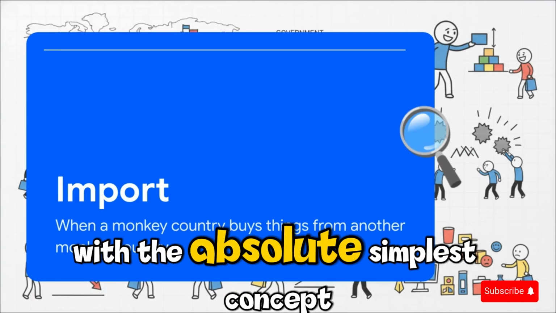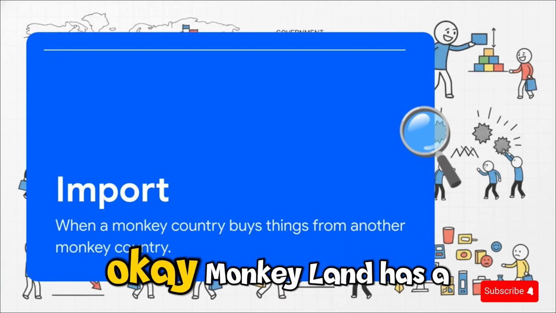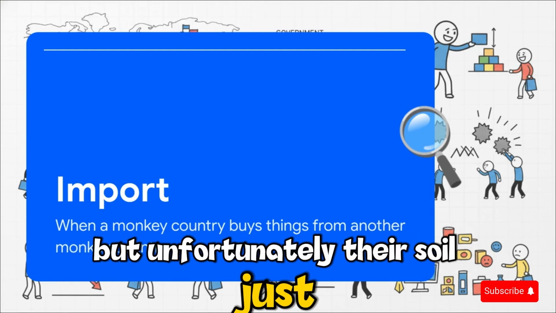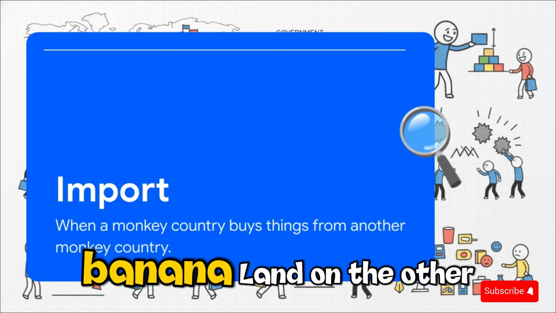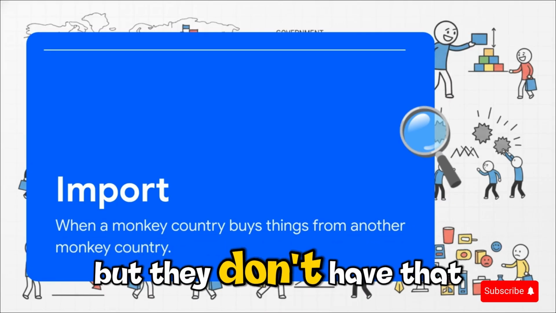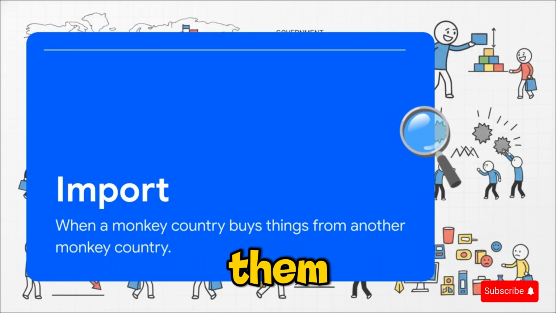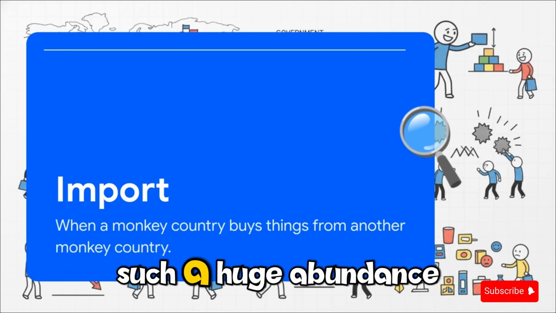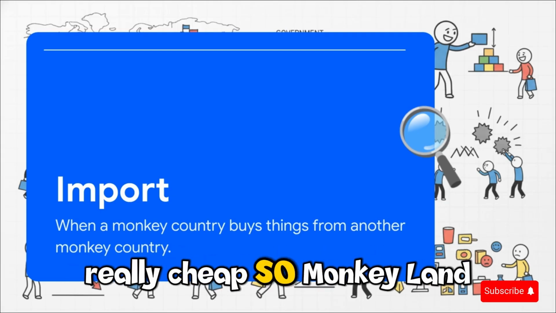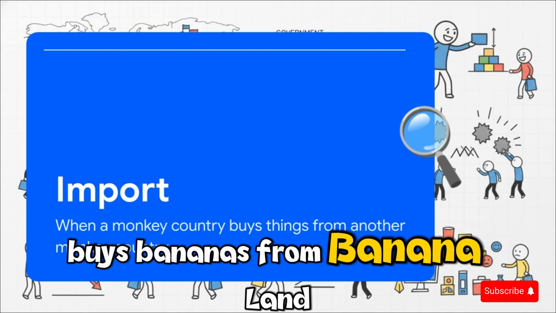Let's start with the absolute simplest concept, okay? Monkeyland has a lot of monkeys, but unfortunately, their soil just doesn't grow very many bananas. Bananaland, on the other hand, is literally overflowing with bananas, but they don't have that many monkeys to actually eat them. And because Bananaland has such a huge abundance, they can sell them for really, really cheap. So Monkeyland buys bananas from Bananaland.